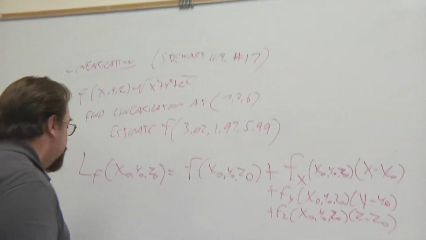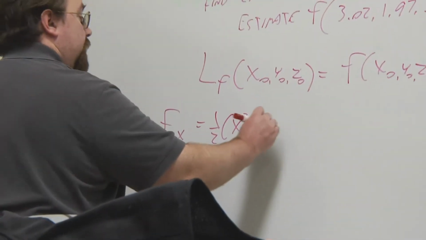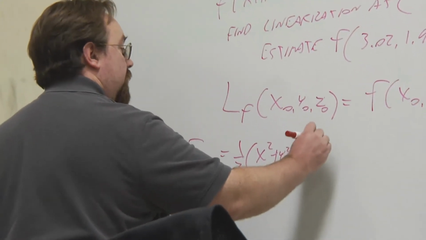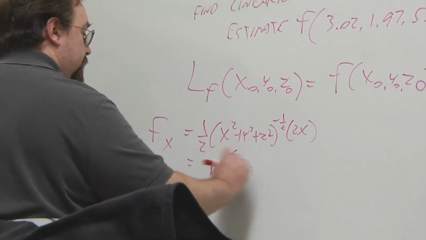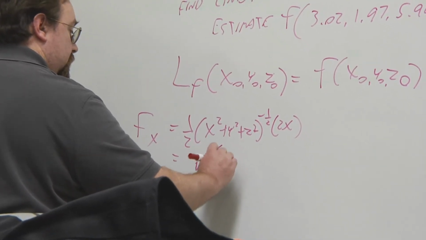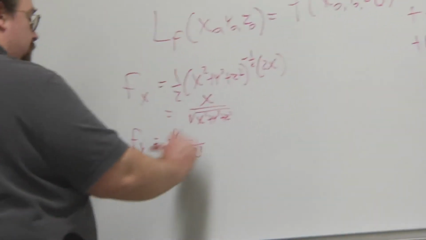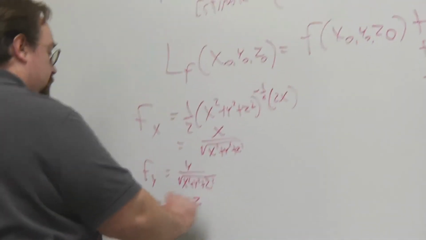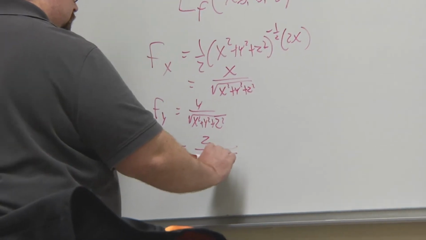So what we have is fx, we're going to have 1/2 times x squared plus y squared plus z squared to the minus 1/2 times 2x. So it's going to be x over the square root. Similarly, fy is going to be y over this. And fz is going to be z over this.